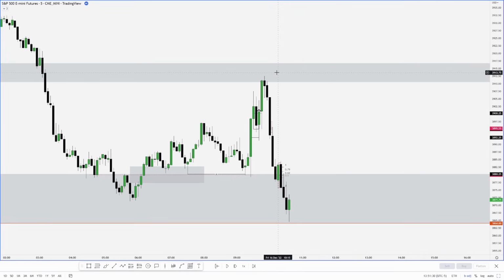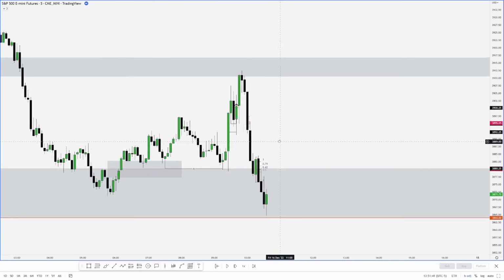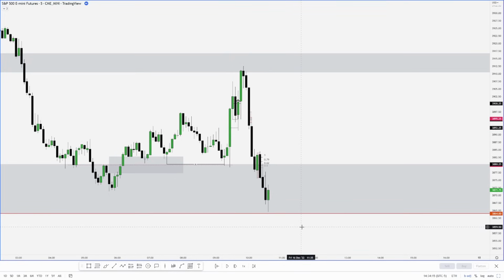analysis. I start at my daily time frame, go to the 4-hour, 1 hour, 15, and once I know where my draw on liquidity is or where price is wanting to reach for, then I will use lower time frame setups to gain entry.